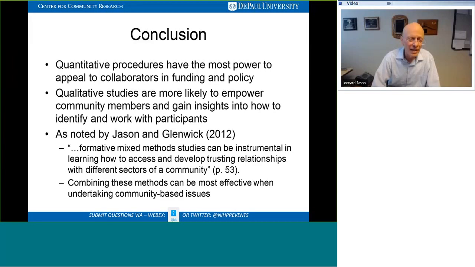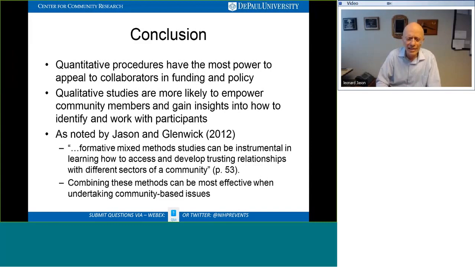In conclusion, quantitative procedures have the most power to appeal to collaborators in funding and policy. So quantitative procedures seem to certainly be ones that different funding agencies are a little bit more interested in, and often policy individuals like to have the hard numbers, saying, yes, this is the economic cost of this particular illness, or yes, for an Oxford House, these are the benefits over usual aftercare, that you can have a randomized study and you can basically find, for example, that these recovery homes actually do make a difference for those who get released from treatment for substance use disorders.